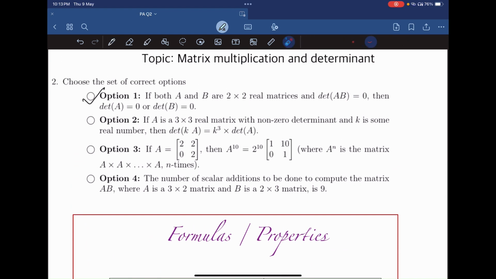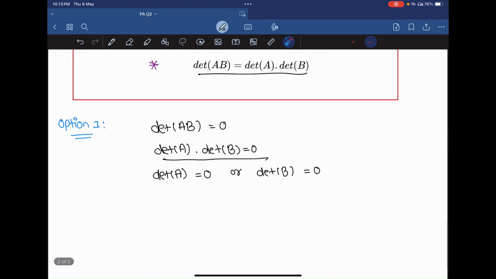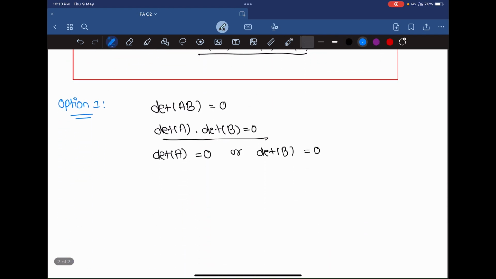Now let's look at option 2. Option 2 says if A is a 3 cross 3 real matrix with non-zero determinant and K is some real number, then determinant of K times A is equal to K cube times determinant of A. So, option 2.